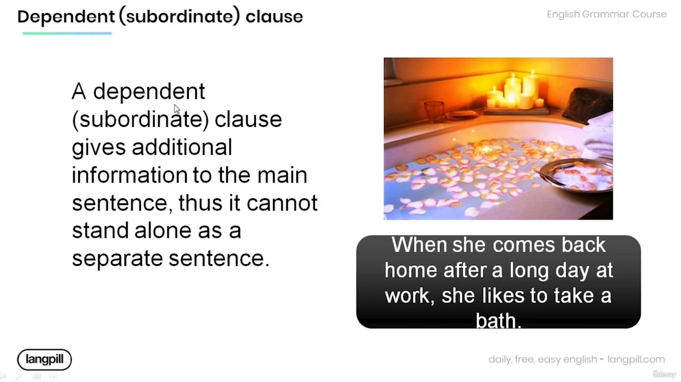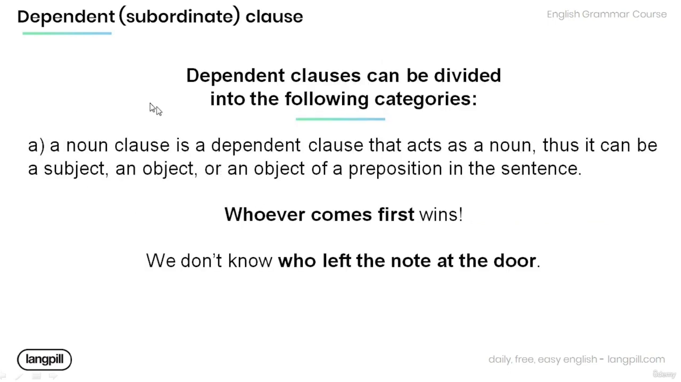Now, the dependent or the subordinate clause in the sentence is "when she comes back home after a long day at work." And note that it is used to give us additional information about the main sentence, "She likes to take a bath." Now, dependent clauses can be divided into the following categories.